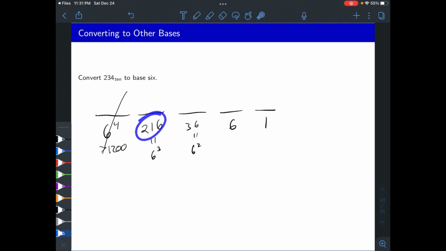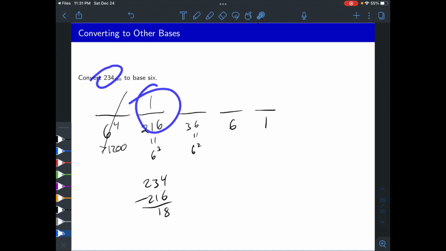then 216, that's actually smaller than 234. So we can actually get some number of groups of 216 out of 234. How many groups of 216 go into 234? Well, in this case, it's easy to see that it's just going to be 1. There's one group of 216 that goes into 234. So let's take that away. So 234 minus 216, what's going to be left? That would be 18. Okay, so we've taken one group of 216 away from 234, and we're left with 18.